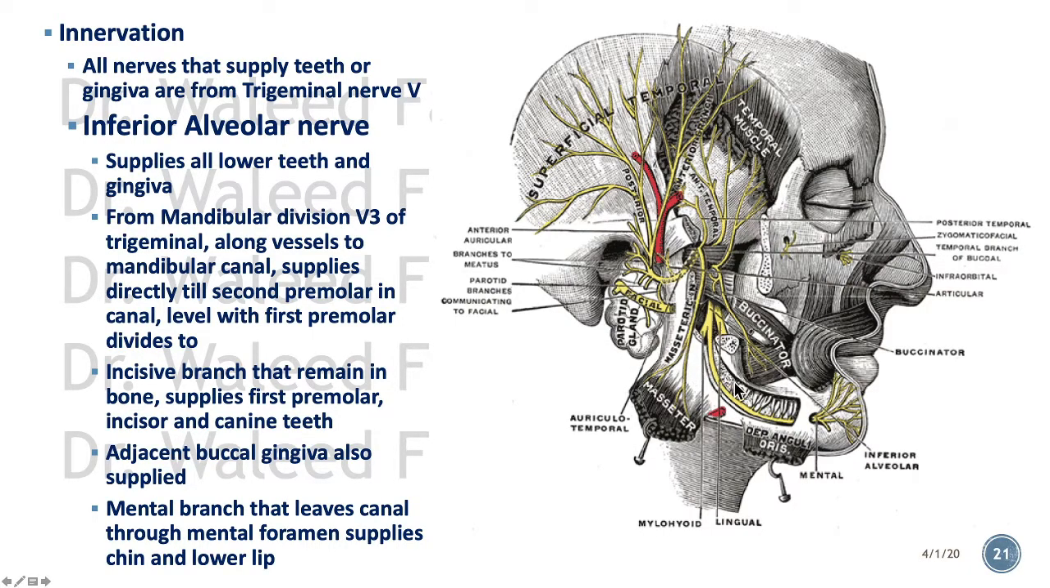Now in the mandibular canal, it supplies till the second premolar in the canal, then divides into incisive branch and mental branch. The mental branch goes out of the mental foramen to supply the chin and the lower lip. The incisive branch remains in the canal and supplies the rest of the teeth. Okay, it's the same like the artery.